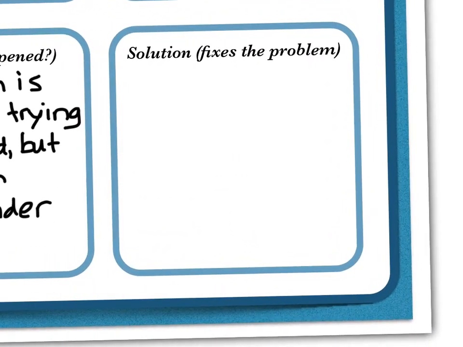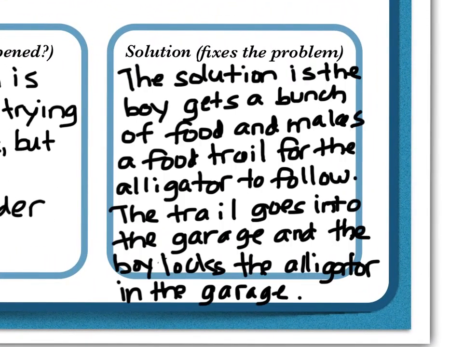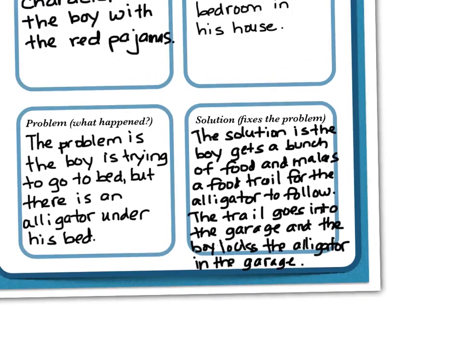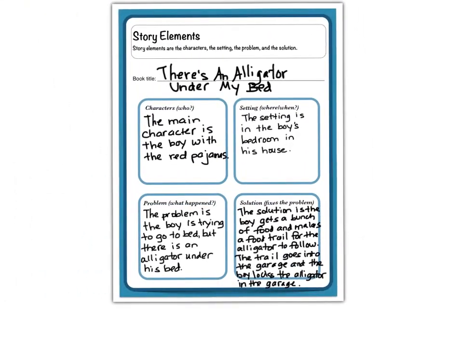Now we'll fill out the solution box. The solution is the boy gets a bunch of food and makes a food trail for the alligator to follow. The trail goes into the garage and the boy locks the alligator in the garage. And that is how you fill out the graphic organizer for story elements.